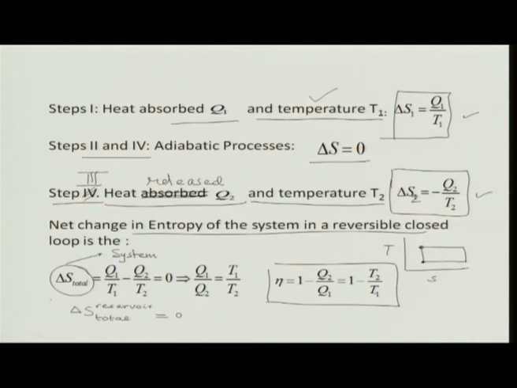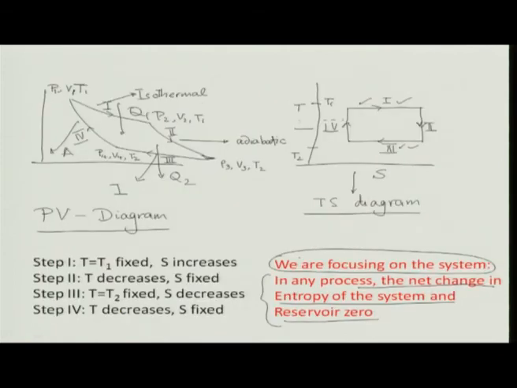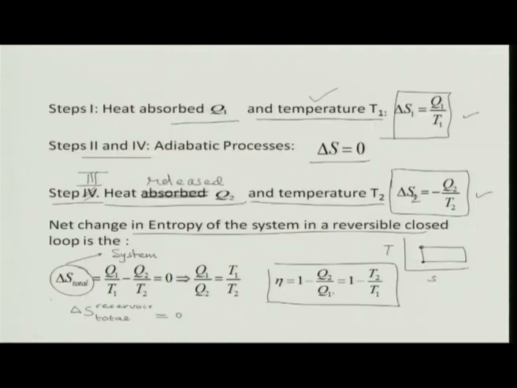So, that is the purpose of this discussion. I told you that if I use T-S diagram instead of PV diagram, I have these processes represented by straight lines in the T-S diagram, okay? And then immediately I can work out the efficiency of a Carnot engine, which is given by 1 minus T2 by T1. So, same result we obtained using the T-S diagram, okay?